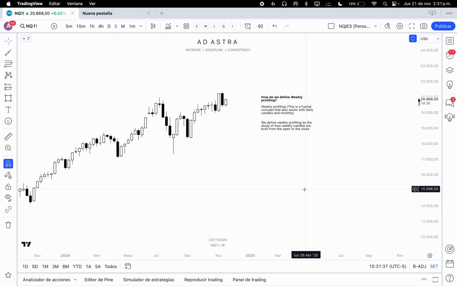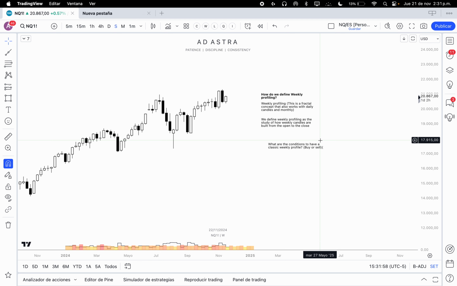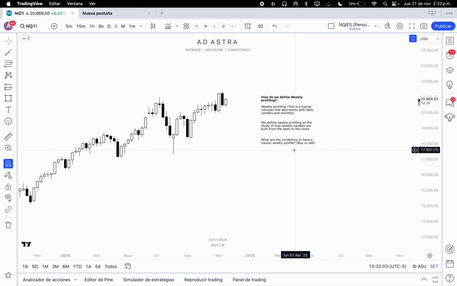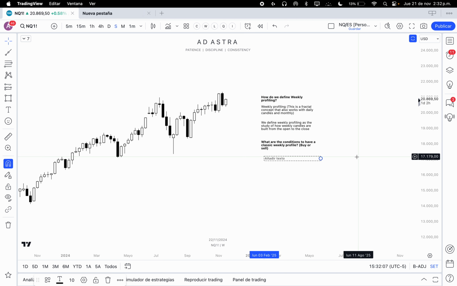So, okay. What are the conditions to have a weekly profile? What are the conditions to have a classic weekly profile, buy or sell? I mean, a classic buy or sell week. A week where we are going to be expanding, okay? That's what a classic buy or classic sell means. What are the conditions? Let's see if you can remember one.